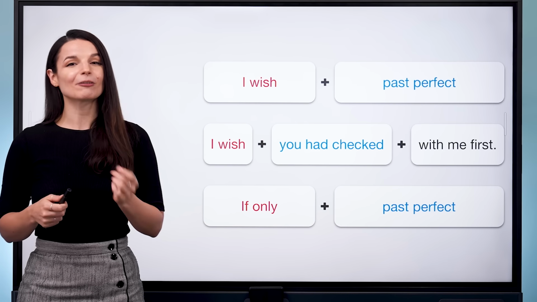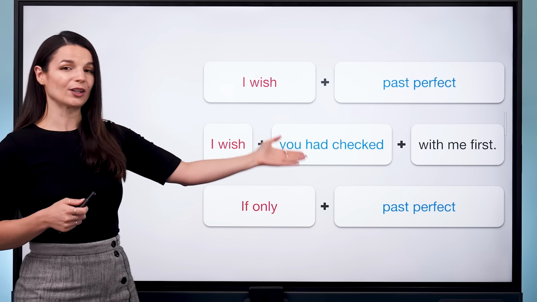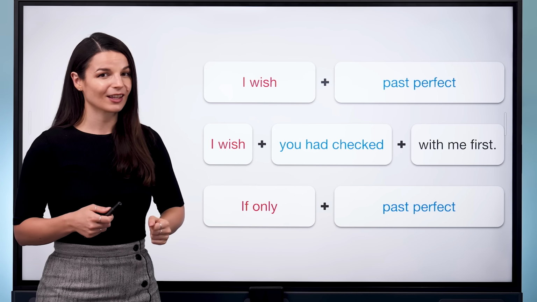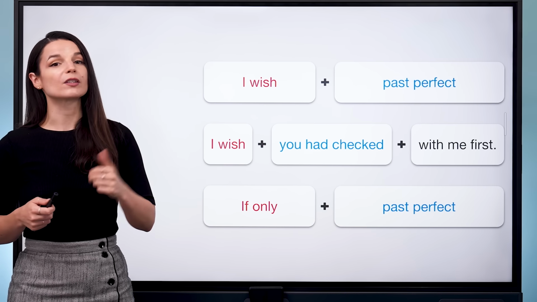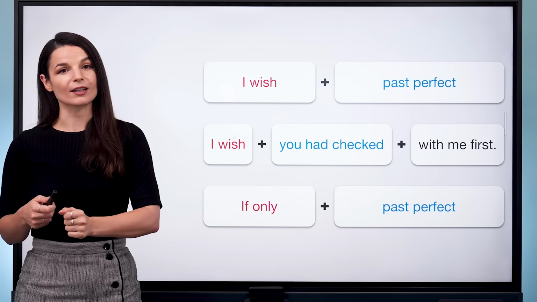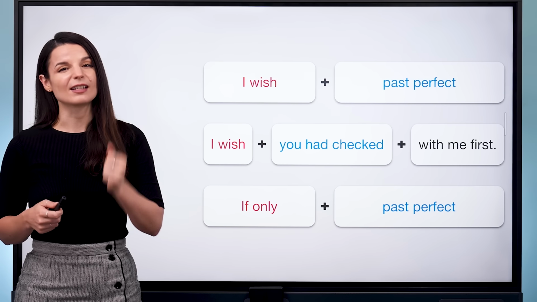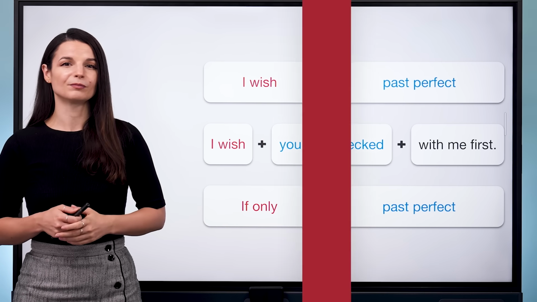Let's see how the line from the dialogue follows this pattern. I wish you had checked with me first. I wish introduces the regret, and you had checked is in the past perfect. This shows that the speaker is disappointed that the listener did not confirm something earlier.